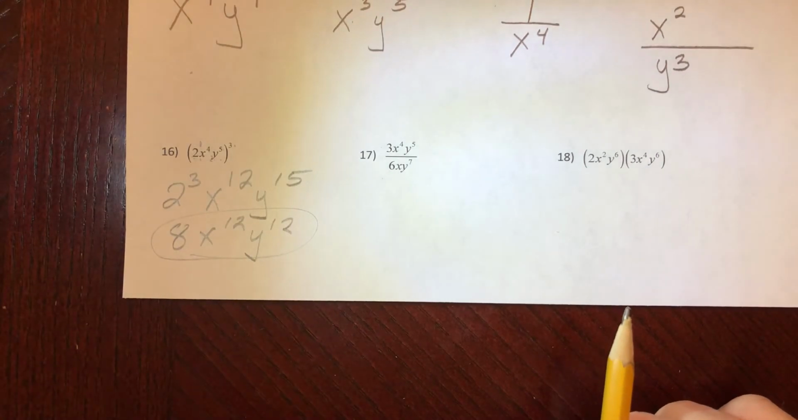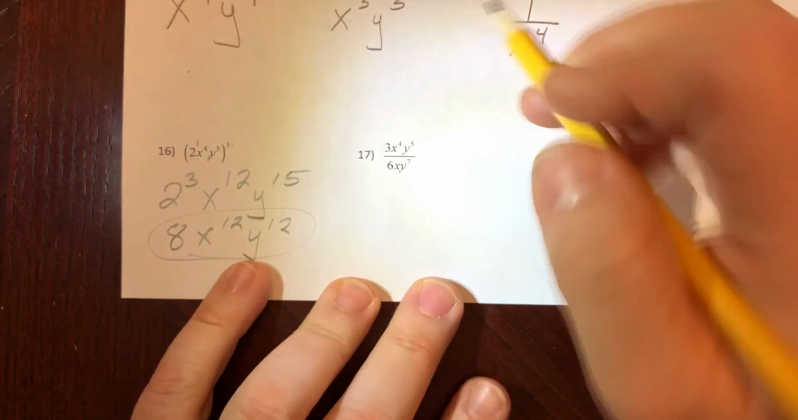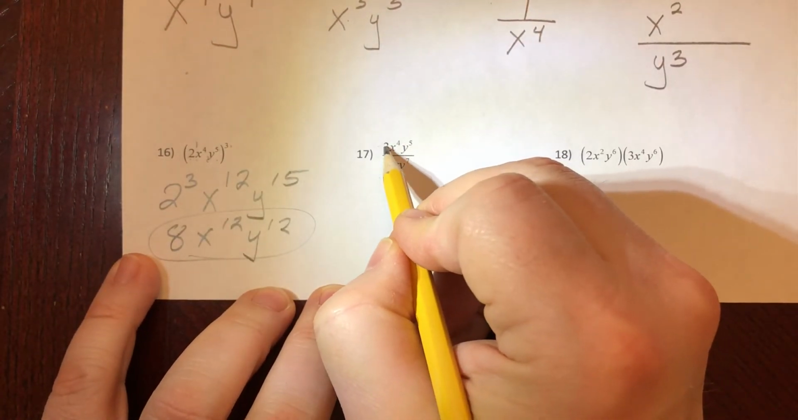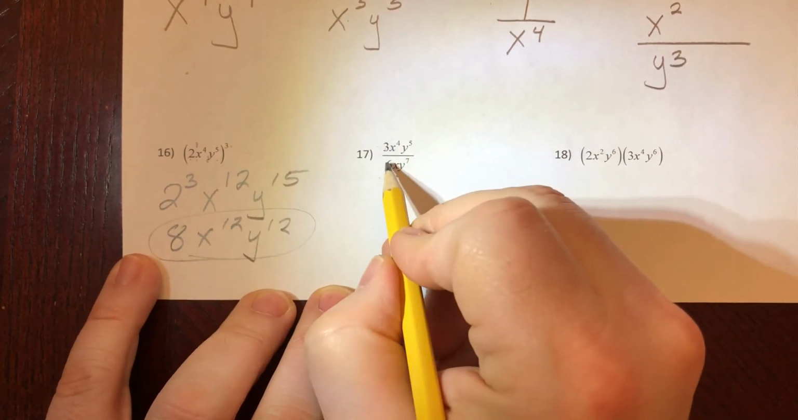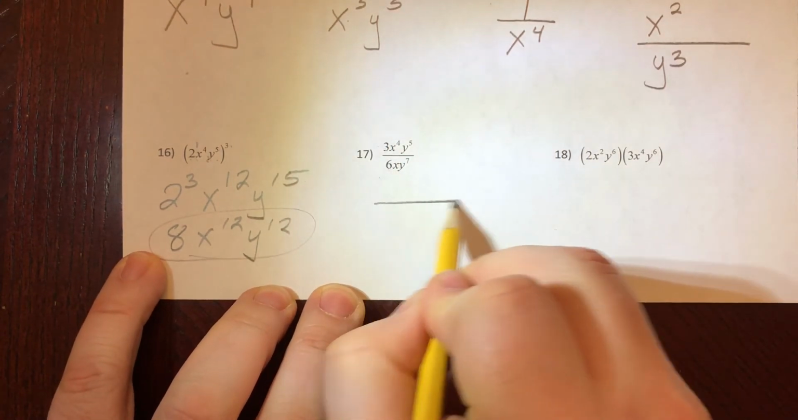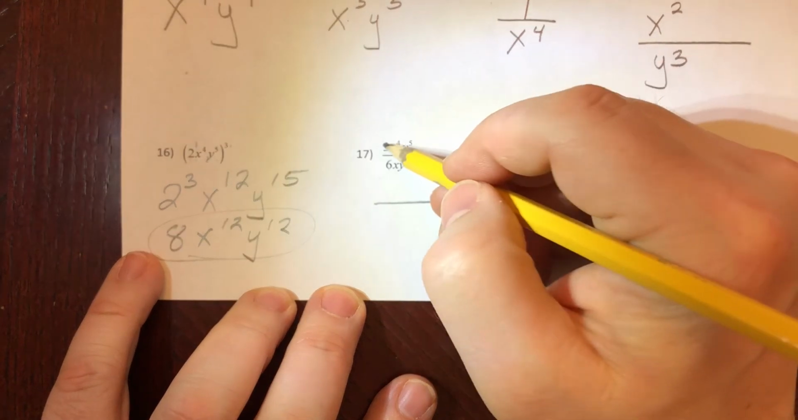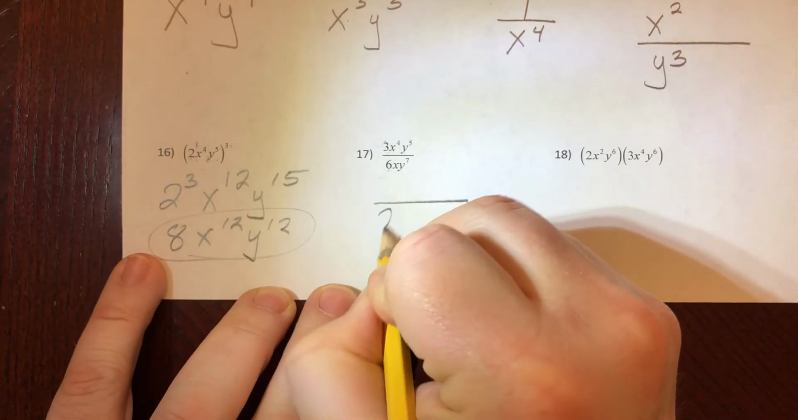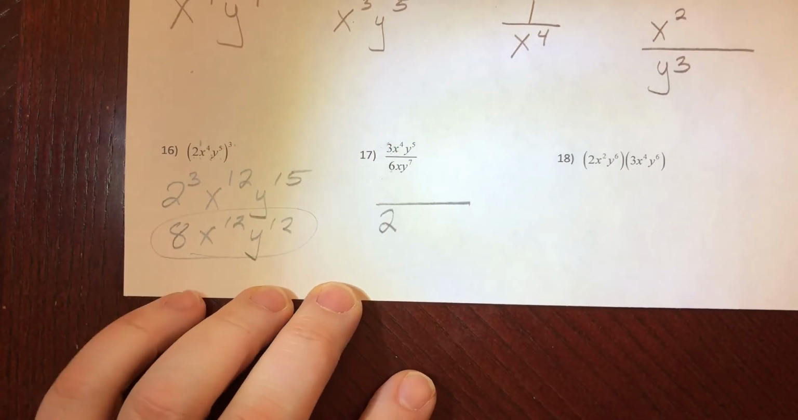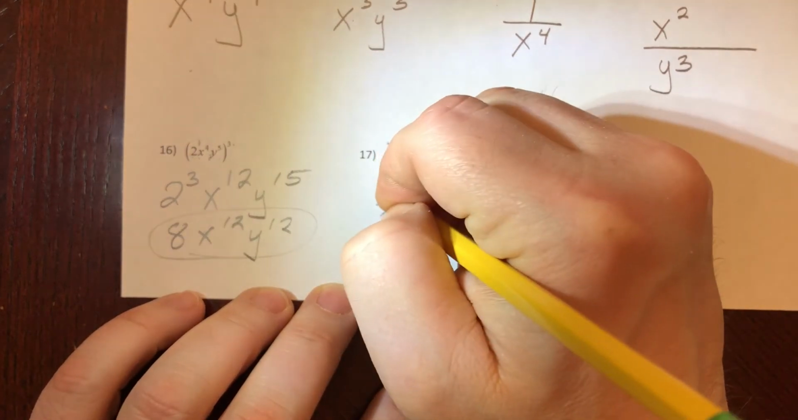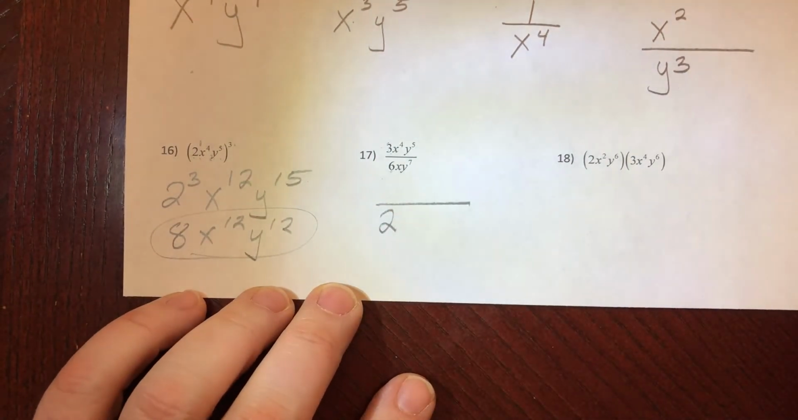Let's look over here. So let's see here. We've got 3 over 6. Now numbers, when they're not exponents, work just like they have since first grade. If you had 3 divided by 6, that's 1/2, so that's going to put a 2 in the denominator. You could write a 1 here, but I'm going to wait on that to see if I need to.